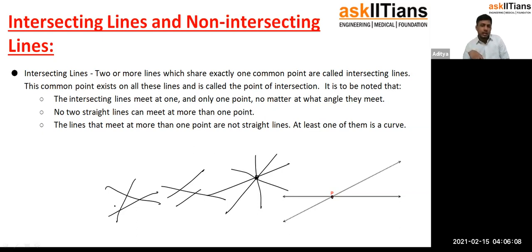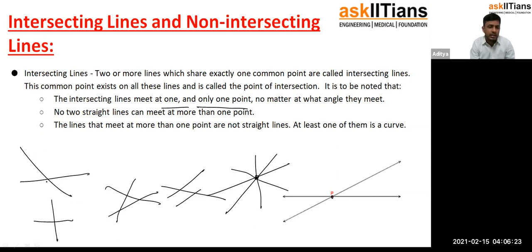Now when we are talking about intersecting lines, we must note that intersecting lines meet at one and only one point, no matter at what angle they are. Might be angle is like this, might be angle is like this, might be angle can be anything, but they must intersect at one single point. Fine. No two straight lines can meet at more than one point. This is a very important fact because in Euclid's postulates and axioms we have studied that a unique line passes through two given points. So no two straight lines can meet at more than one point.